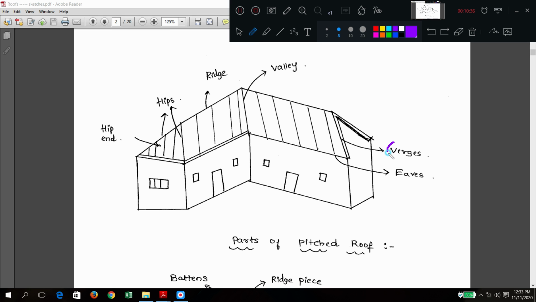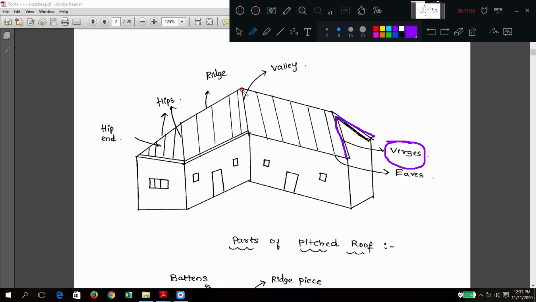And what do you mean by verge? Verge is the edge of the gable. In the previous videos we have seen that the gable is nothing but this triangle portion, no? Yes, we remember this one. So verge is the edge of this gable. There is a gable here, and this edge we call the verge.